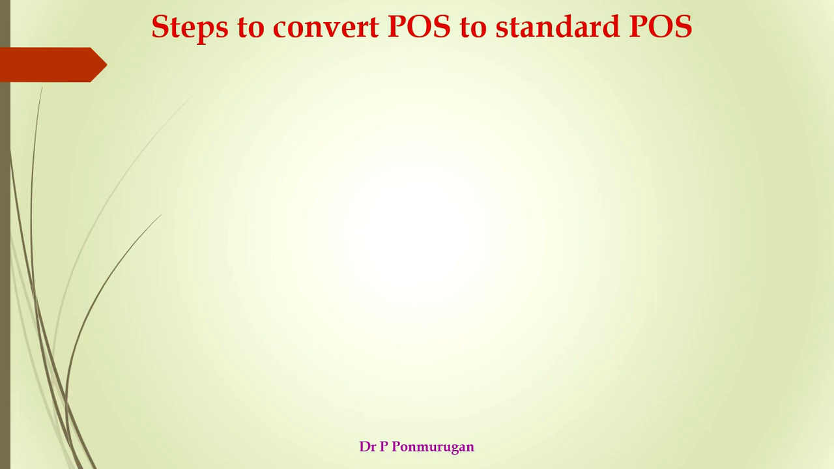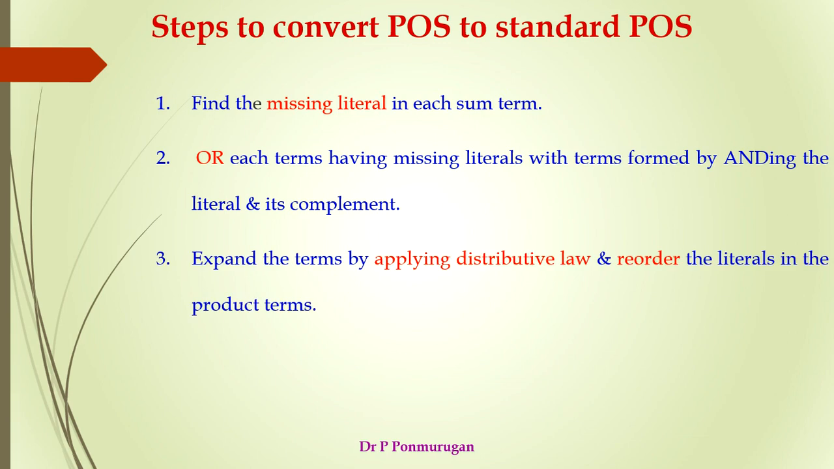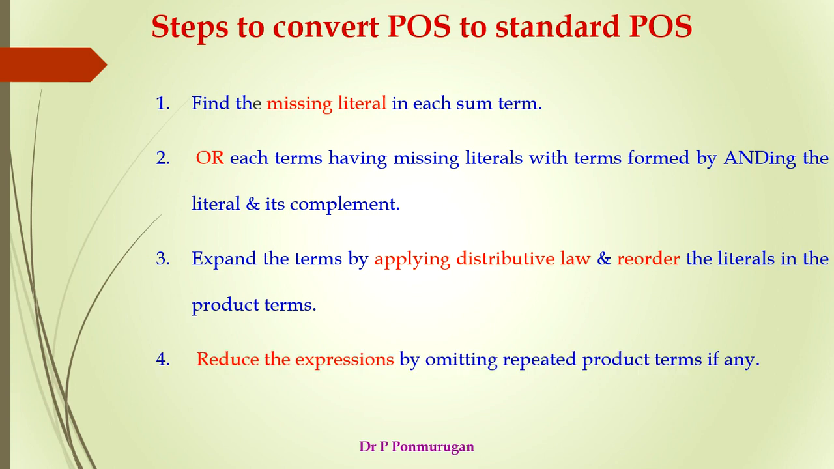Next is the steps to convert a POS expression to its standard form. Let's see the procedure first. Find the missing literal in each sum term, and OR each term having missing literals with terms formed by ANDing the literal and its complement. Expand the terms by applying distributive law and reorder the literals in the sum terms. The last step is to reduce the expression by omitting repeated terms, if there are any.